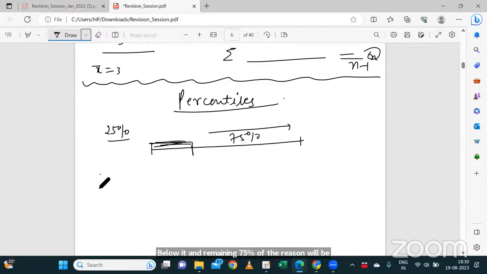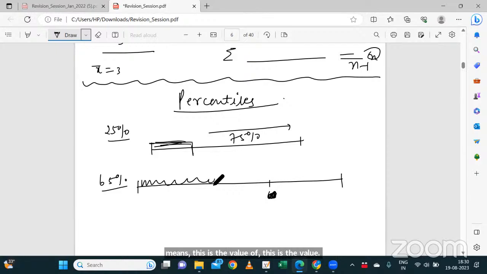Let's say I'm saying the 65th percentile. What will be the meaning of this? 65th percentile means this is the value where 65% of the observations are below it, and the remaining 35% of observations are above it.